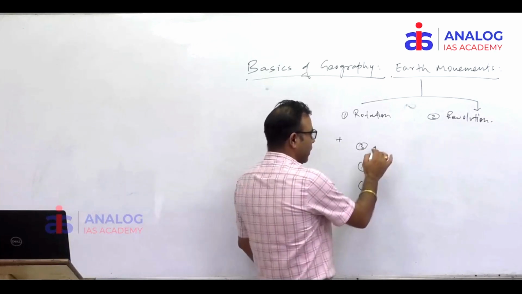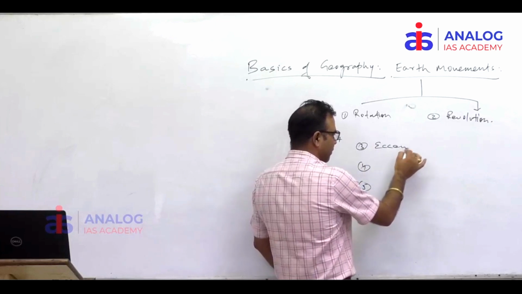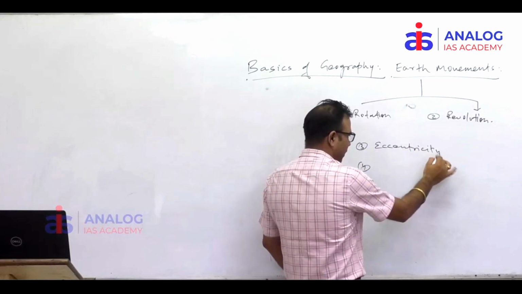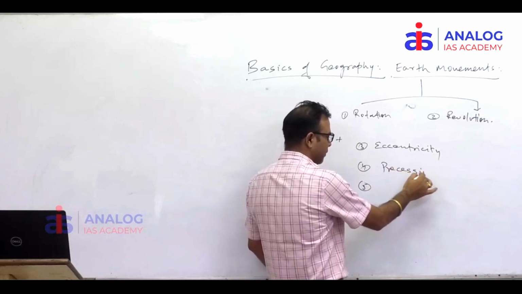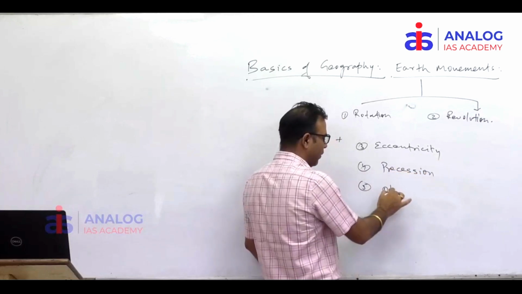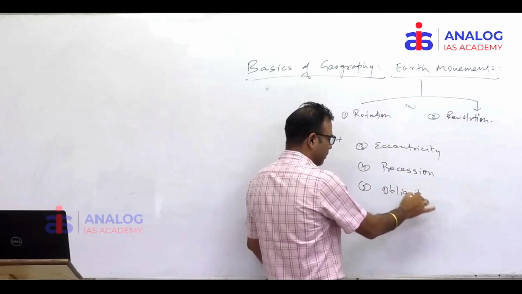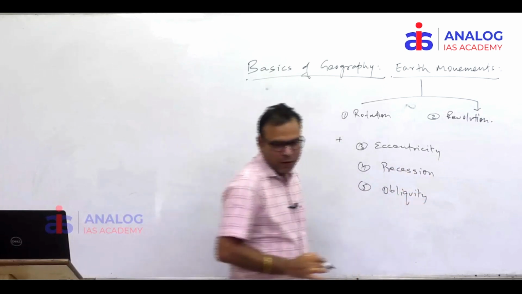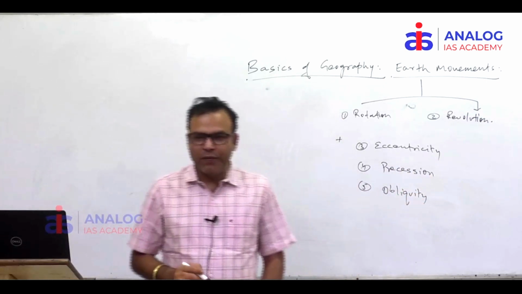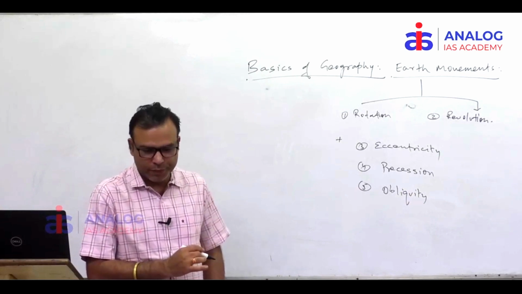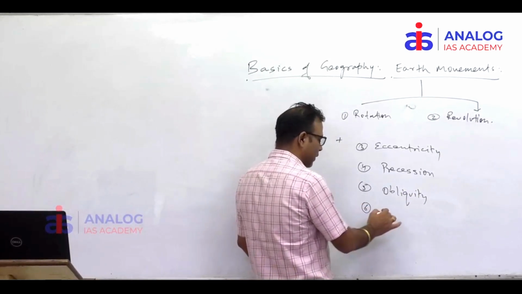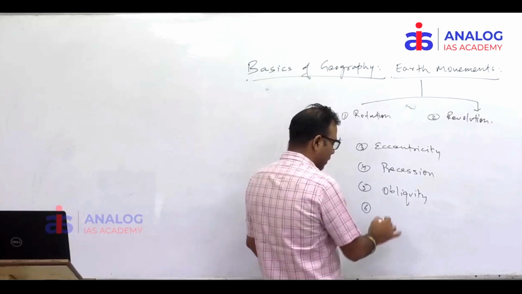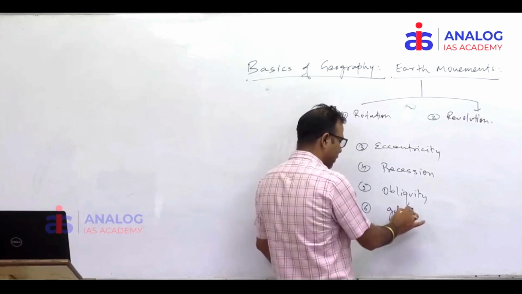These are called eccentricity, precession, obliquity. So the Earth possesses 5 types of movement in total. And a 6th is also there, called galactic movement.